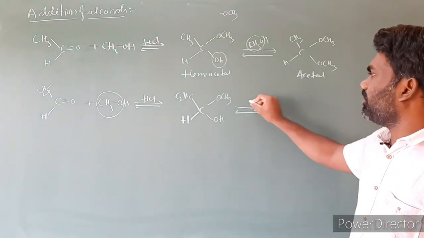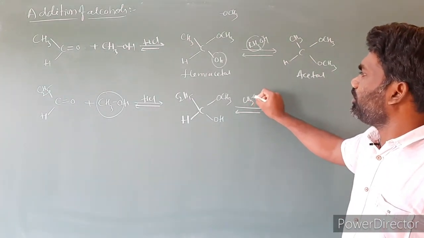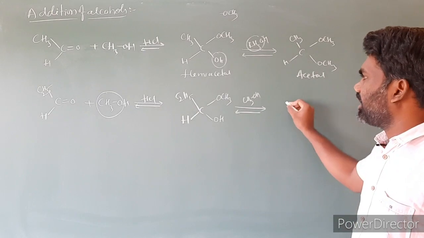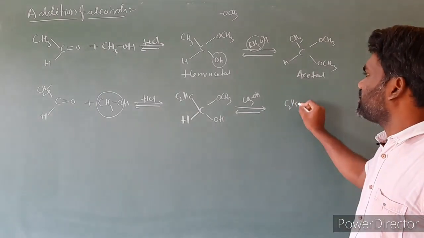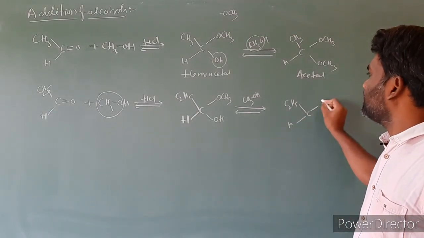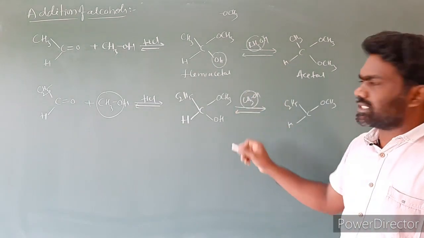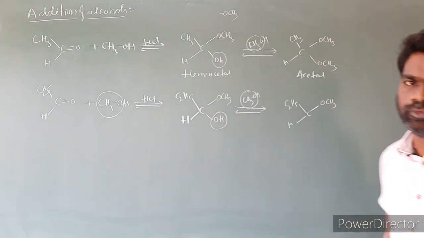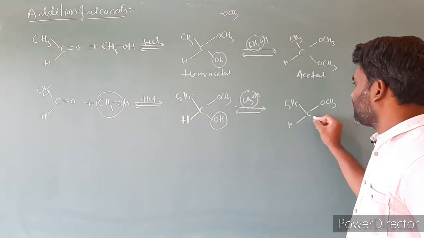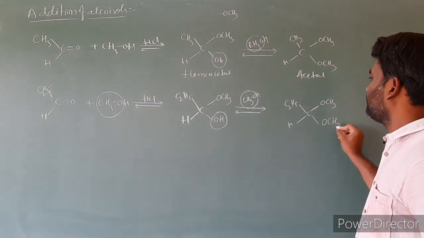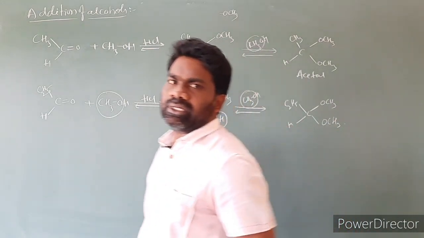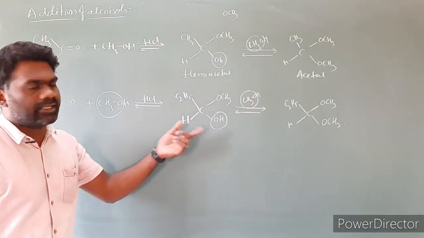This further reacts with one more CH3OH. Then the product is C2H5CH, this is OCH3. Then what do we have to do? Here is the alkoxy group. This alkoxy group we have to attach in the place of OH. Then the product is OCH3. Isn't it? This is the product formed in this reaction.